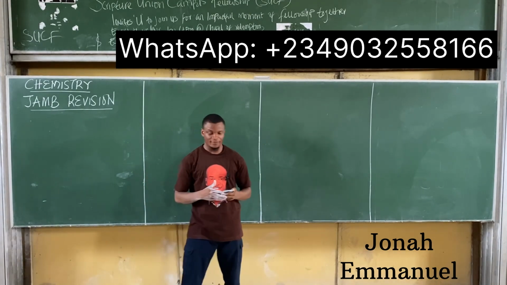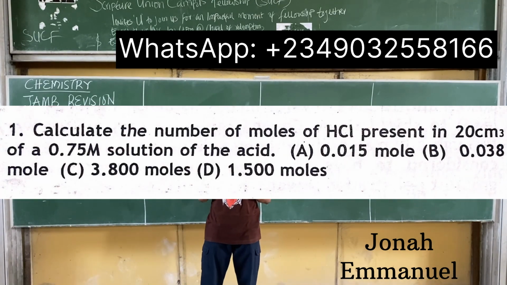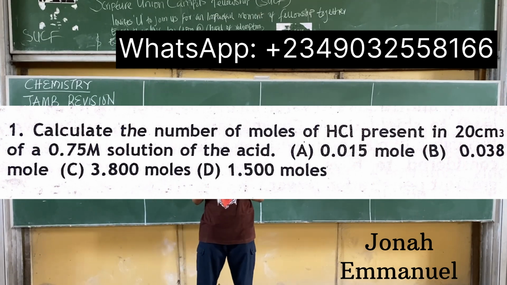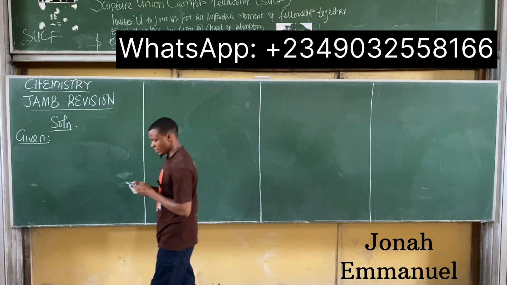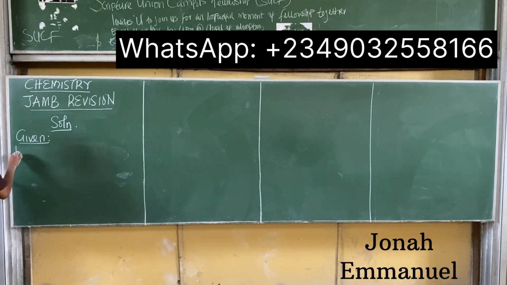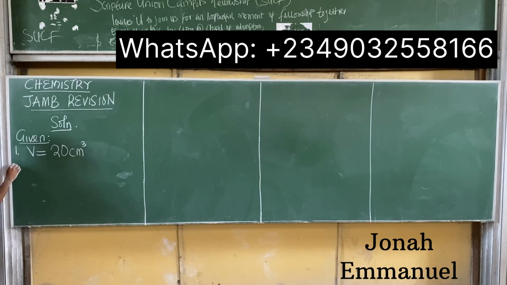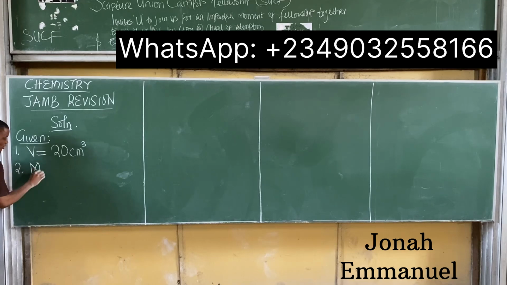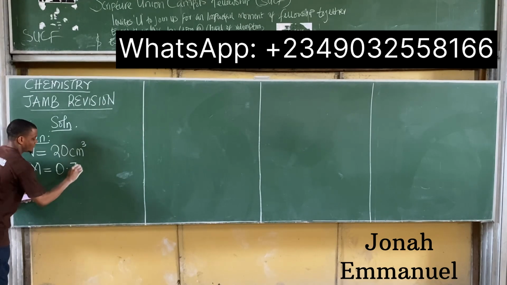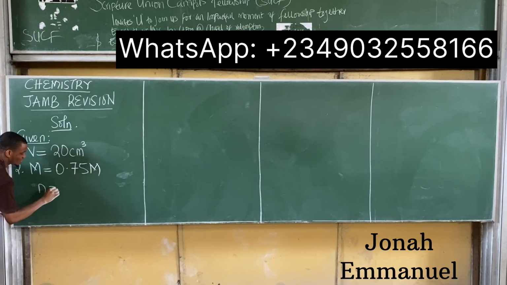All right, so let's look at this question here. This question says calculate the number of moles of HCl, that's hydrochloric acid, present in 20 cm cube of a 0.75 molar solution of the acid. All right, so you have your options there. I'll just go through the list now giving parameters. The first one I'm giving there is volume V as equal to 20 cm cube. The second thing I have there is the molarity or the concentration as 0.75 molar. I'm asked to find number of moles, n.